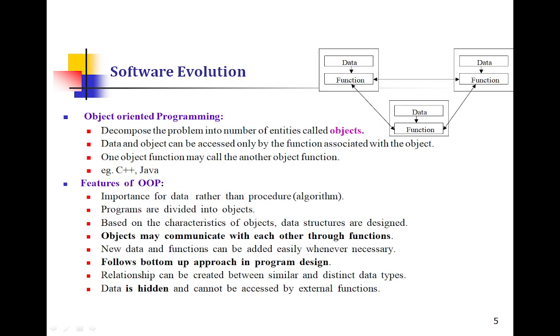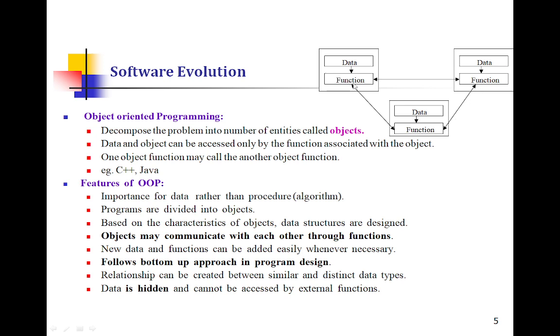Now let us move on to object oriented programming. That is our subject. This is the actual evolution of object oriented programming, starting from machine level language. Object oriented programming is mainly used to decompose the problem into a number of entities called objects. In this diagram you can see there are data and functions, and every function can interact with each other. There are three classes we are using, and all the classes can interact with the help of functions.